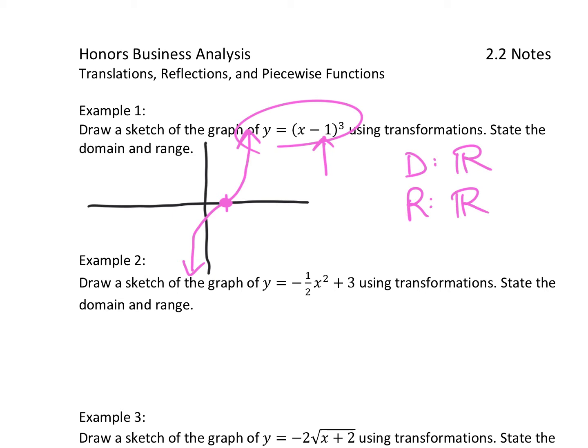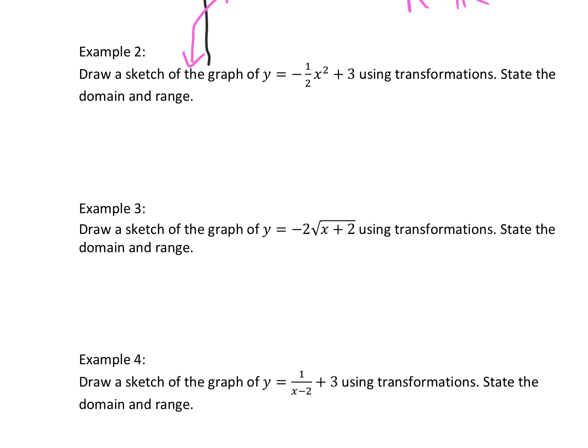I'm not looking for very detailed sketches here. There are times in piecewise functions that you will want to get certain points to know whether some of the pieces connect or not. But on these, I just need the basics, okay? So if I look at example 2, I'm going to say to myself first, what is my parent function?